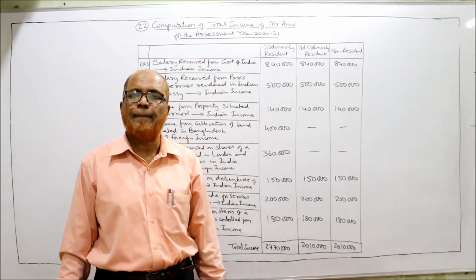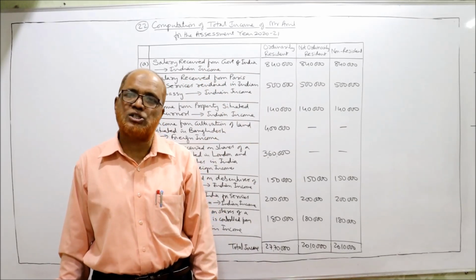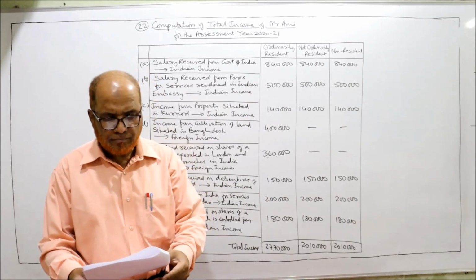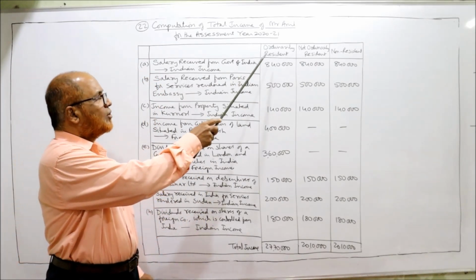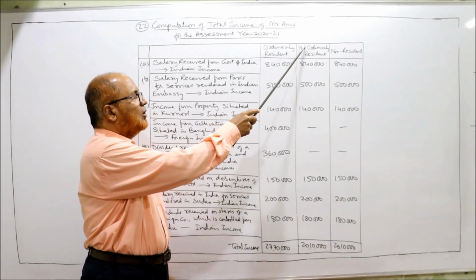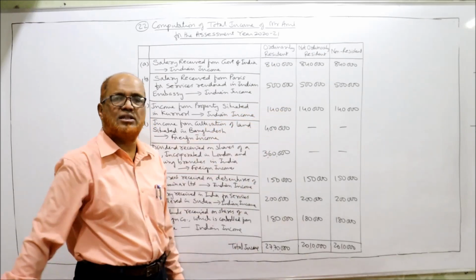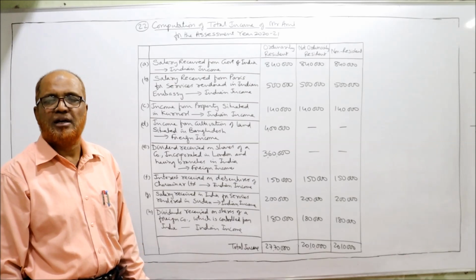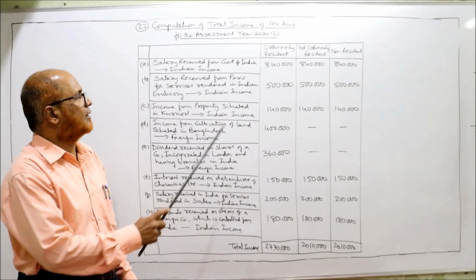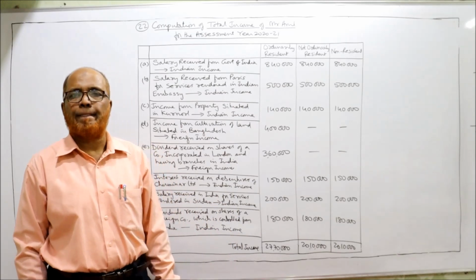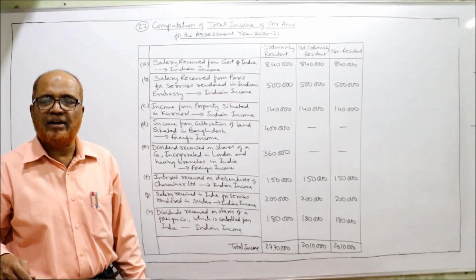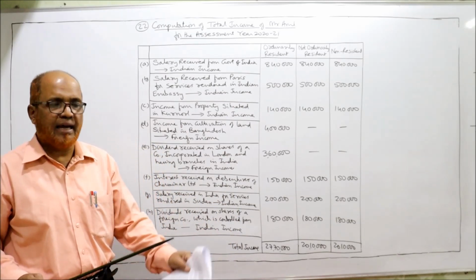These are the rules regarding taxability, incidence of tax, scope of tax. Now, in our case, one by one we'll study. First, we have drawn 3 columns: ordinary resident, not ordinary resident, and non-resident, 3 columns at the extreme right hand side. Now, one by one incomes we'll take. First income, salary received from the government of India. Salary received from government of India, 8,40,000.